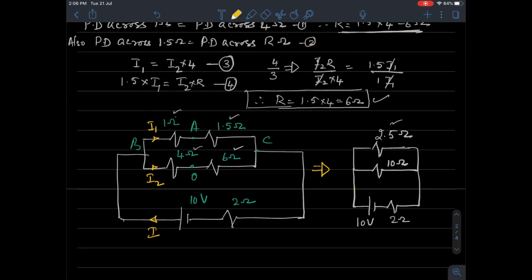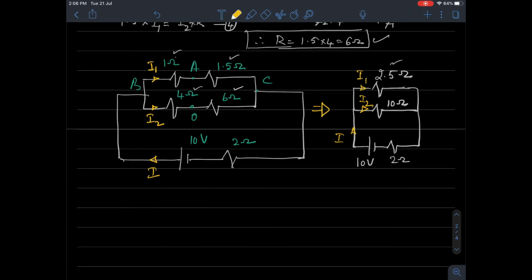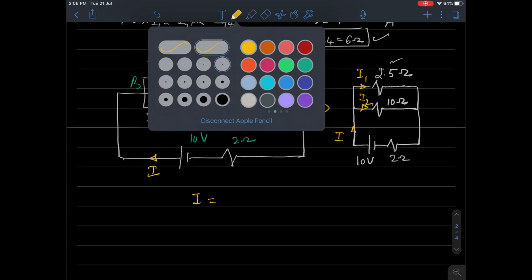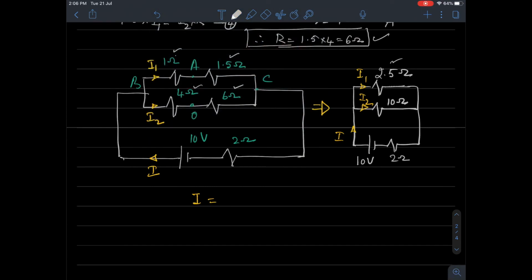So this is my I. I will quickly do it. This is I. This is I1. This is I2. We have to get I and then I2. How to get I? Now we will not simplify the network any further. We will simply write I equal to the 10 volt divided by 2 plus the parallel equivalent of 2.5 and 10.